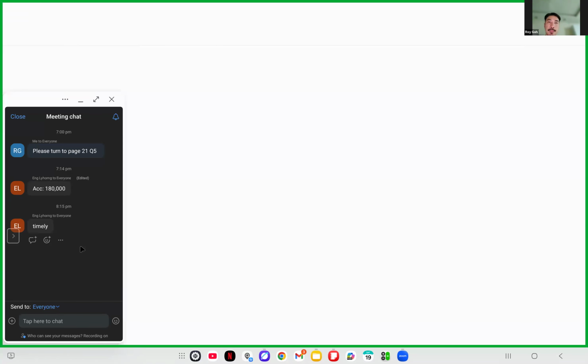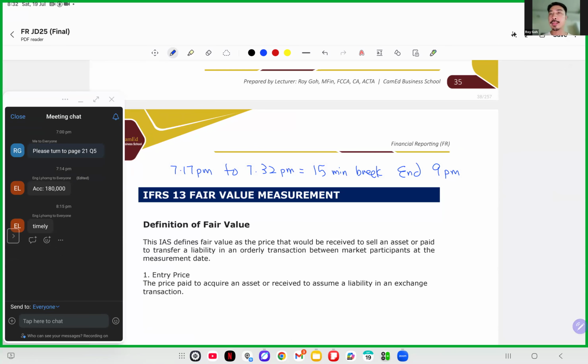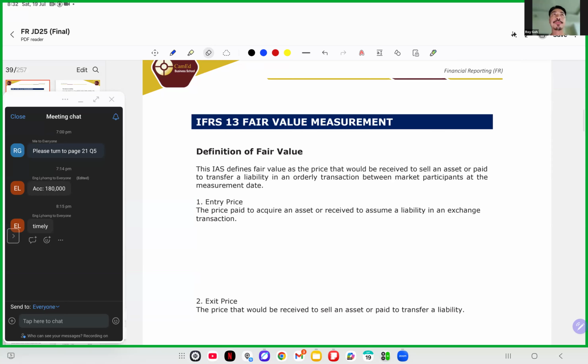So, ladies and gentlemen, welcome back. What I have done is the framework, IFRS 18, IFRS S1. Now, we are going to learn the fair value. Why? Because there are historical cost model, there are fair value model, there are revaluation model, that you need to know what's the meaning of fair value.